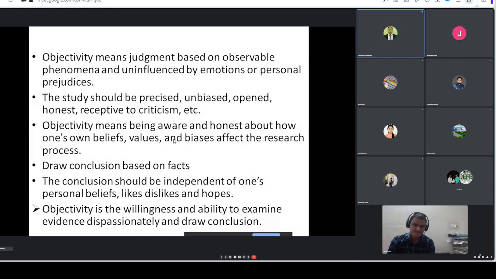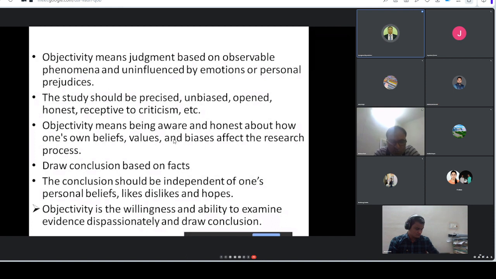That is why the study should be precise. It means whatever study you are engaging with should be precise, it should be unbiased, and it should be open for all. And try to be as honest as possible and ready to listen or ready to take some of the criticism. Because unless you listen to some criticism or take the viewpoint of others, you will not understand the real problem or the real issues you are studying.